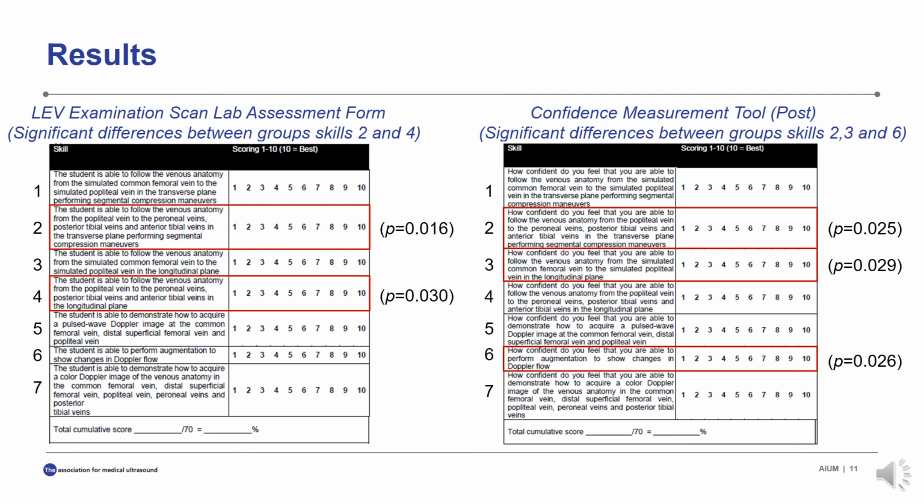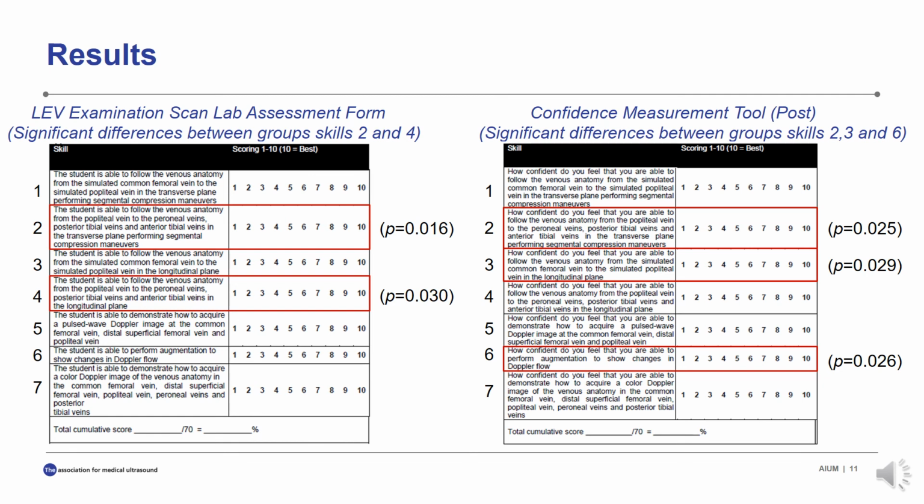Specific areas where Group 2 rated their confidence higher were for scanning skills 2, 3, and 6. Scanning skill 2 is the student is able to follow the venous anatomy from the popliteal vein to the peroneal veins, posterior tibial veins, and anterior tibial veins, in the transverse plane, performing segmental compression maneuvers. Scanning skill 3 is the student is able to follow the venous anatomy from the simulated common femoral vein to the simulated popliteal vein in the longitudinal plane. And scanning skill 6 is the student is able to perform augmentation to show changes in the Doppler flow.